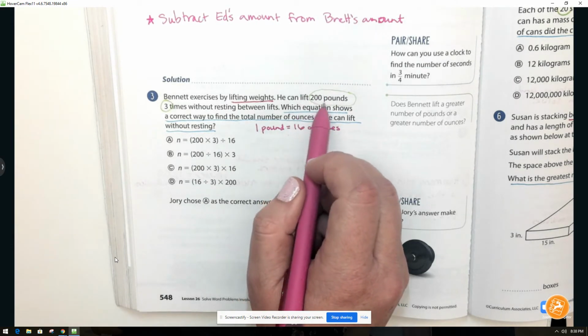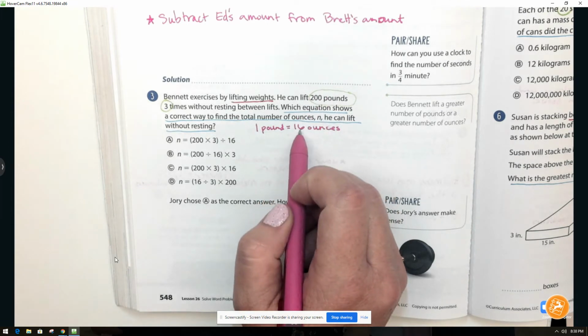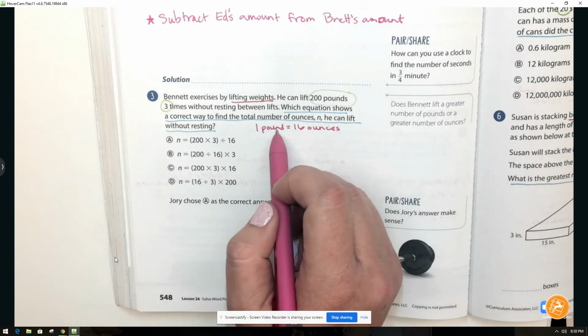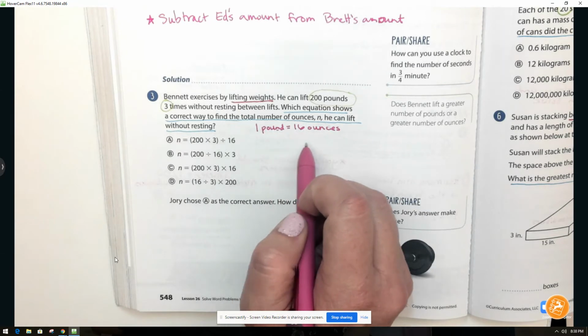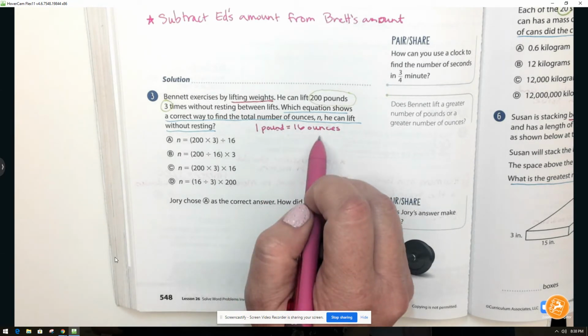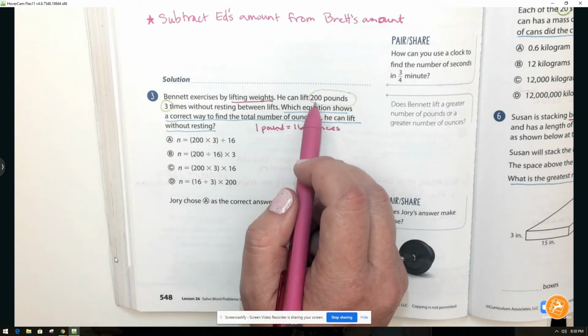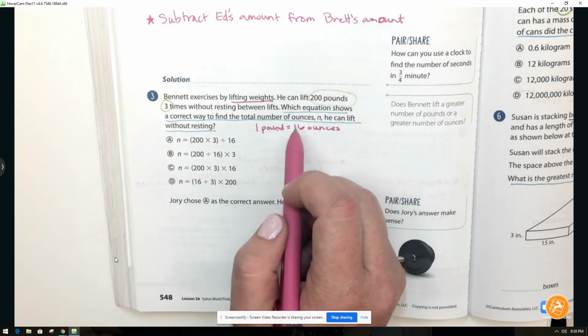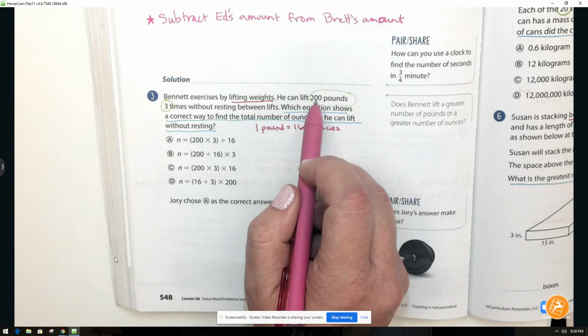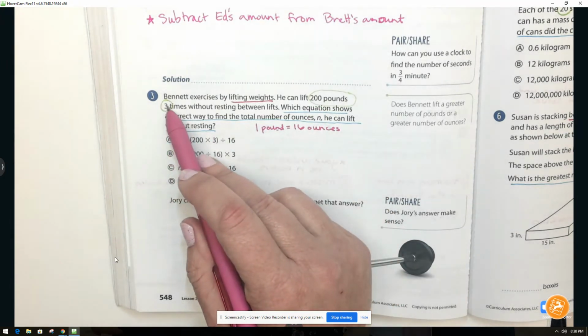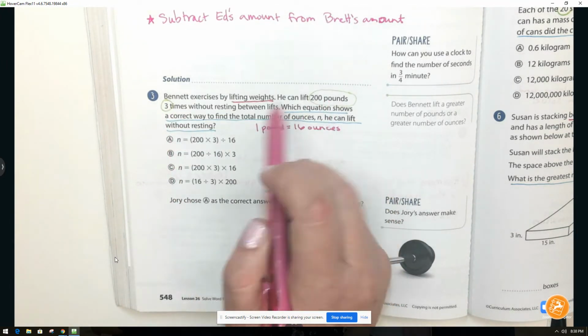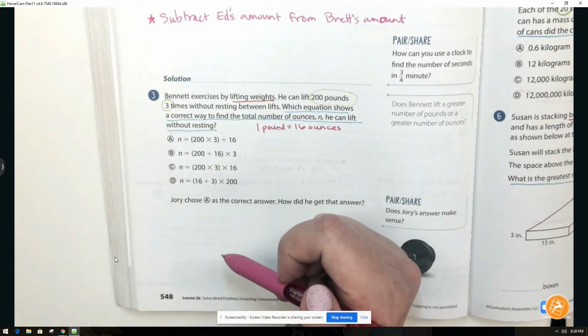So remember, you need to convert these pounds to ounces. If we're going from pounds to ounces, what operation are we going to do? From pounds to ounces, we're going to multiply or divide, depending on what you need to do, this number, and then figure out what that is, and then multiply or divide it by 3.